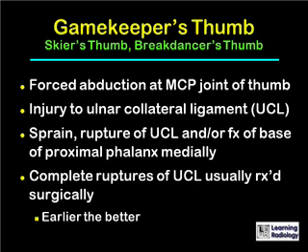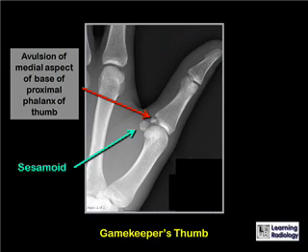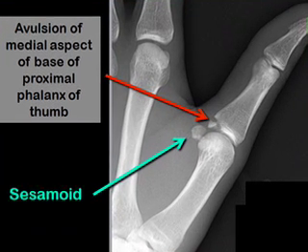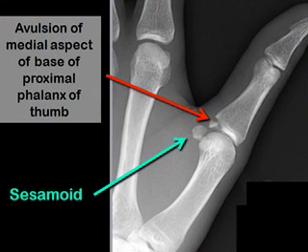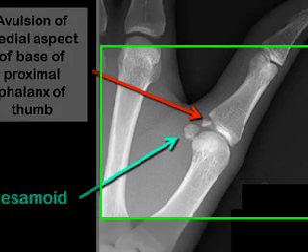Complete ruptures of the ulnar collateral ligament are usually treated surgically, and the earlier they are treated, usually the better the outcome. This is an example of a skier's or a gamekeeper's thumb. The red arrow is pointing to an avulsion of the medial aspect of the base of the proximal phalanx of the thumb. This is a type of volar plate injury.